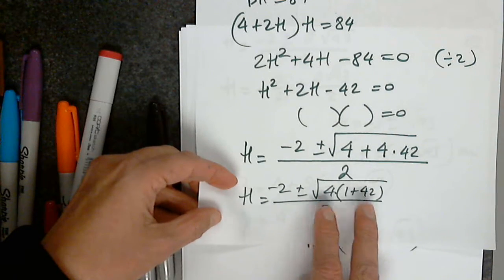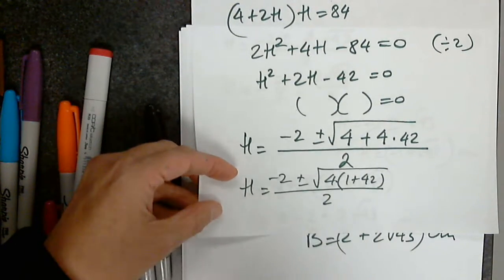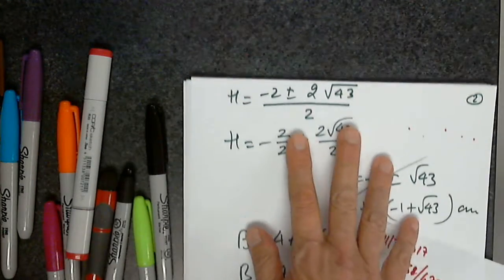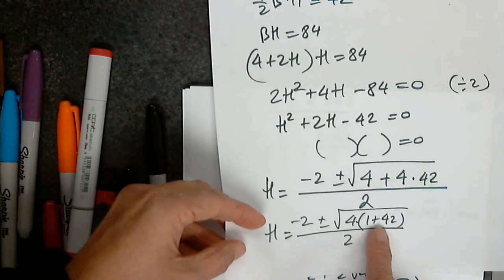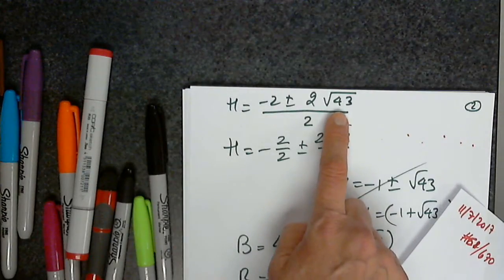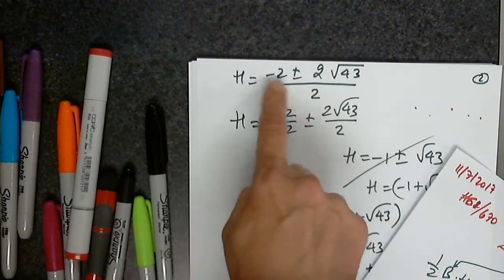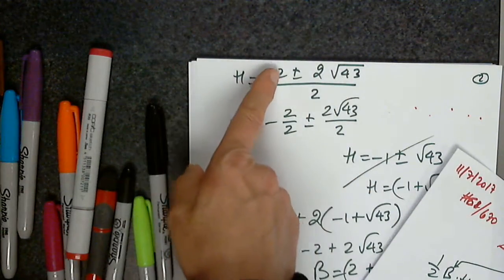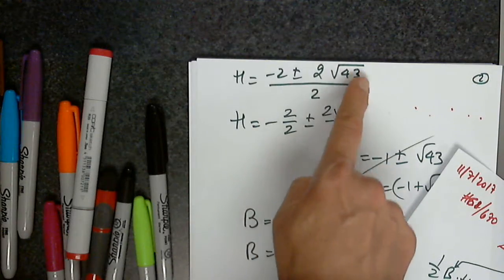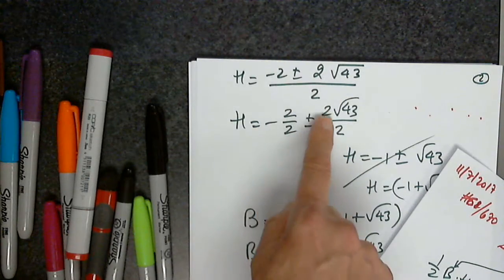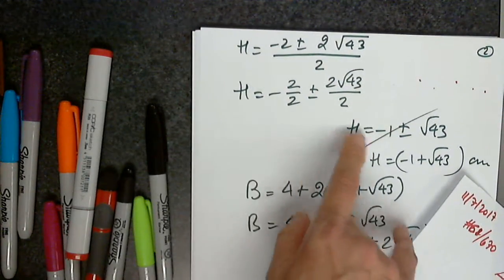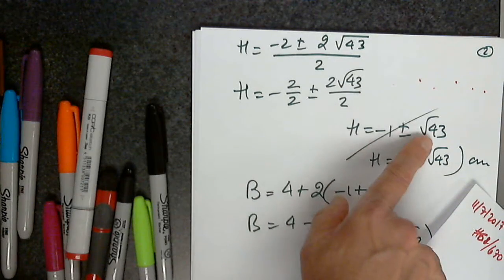Now this is a product. I'm allowed to split the product from chapter 10. The square root of 4 is 2, and the square root of 43 is the square root of 43. I'm not allowed to simplify like this, but I can separate into two fractions, -2 over 2 and this over 2. I simplify now, I can, so I have -1 plus or minus the square root of 43.